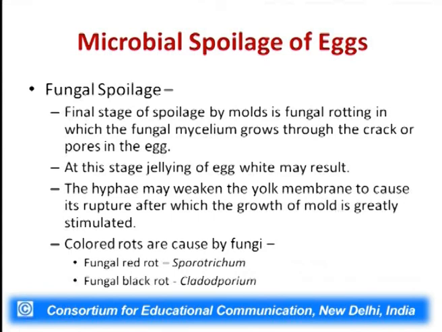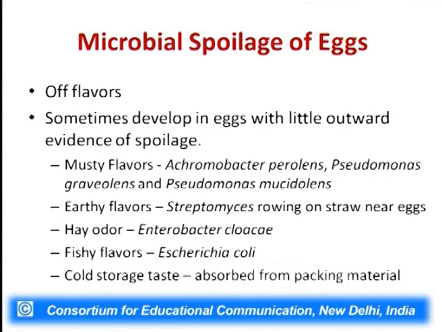Colored rots of fungi are also caused, such as fungal red rot caused by Sporotrichum and fungal black rot caused by Cladosporium. Further, off flavors may also be produced by bacteria and fungi, such as musty flavors, earthy flavors, hay odor, fishy flavors and cold storage taste.